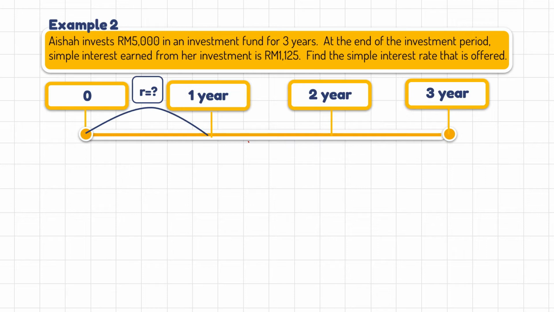Next is example 2. Let's read the question first. Aisha invests RM 5,000 in an investment fund for 3 years. At the end of the investment period, simple interest earned from her investment is 1,125 ringgit. Find the simple interest rate that is offered.